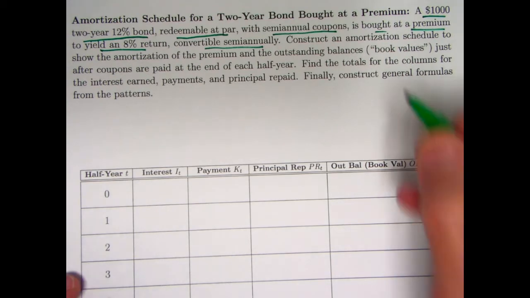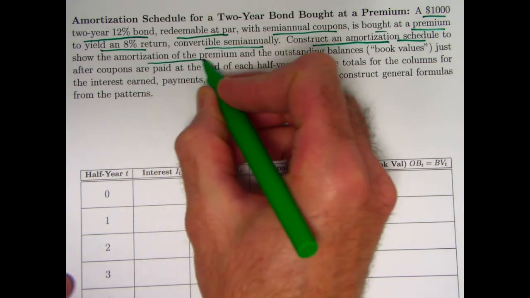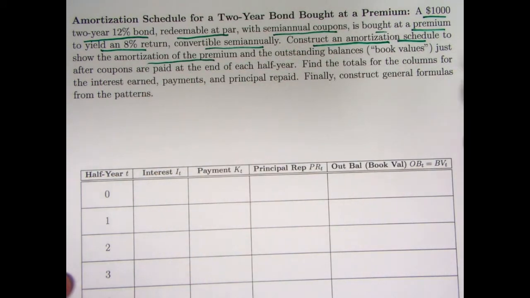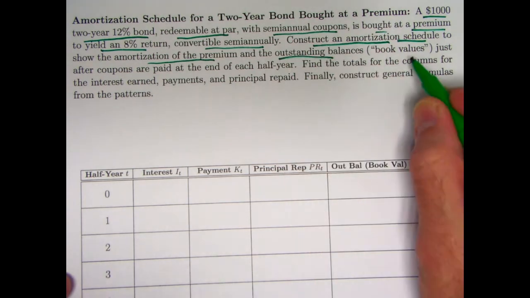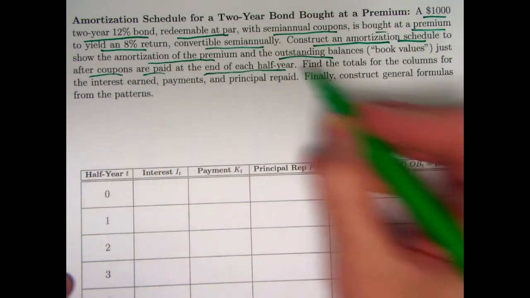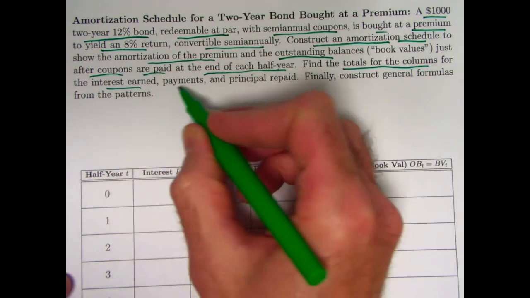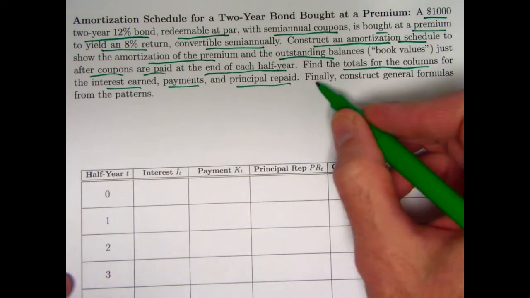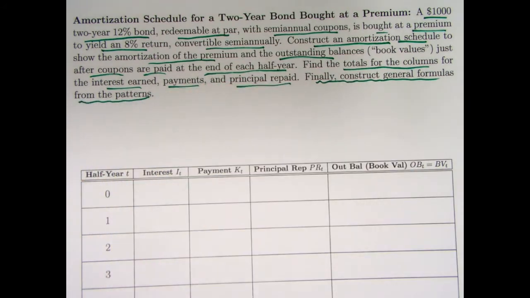So again, the first part of the video, we'll be constructing the table, the amortization schedule, to show the amortization of the premium. The fact that the premium is, again, we are paying higher than the redemption value. We want to see how the outstanding balance or book value goes down over time. And the outstanding balances just after the coupons are paid at the end of each half year. Also in part 1 of this video, we'll find totals for the columns for the interest earned, the payments, and the principal repaid. And finally, in the second part of the video, we'll construct general formulas from the patterns that we see in this table.